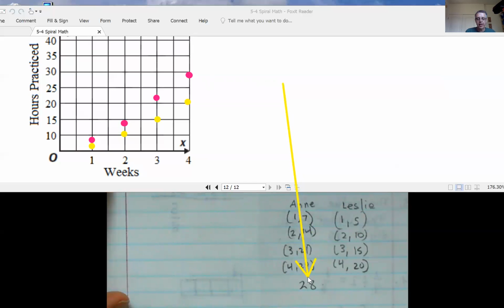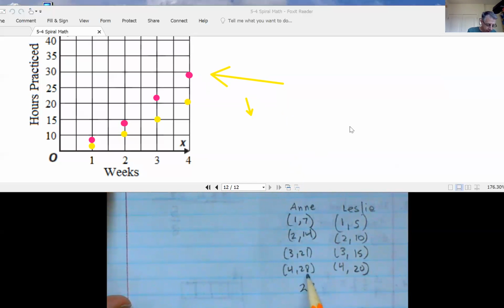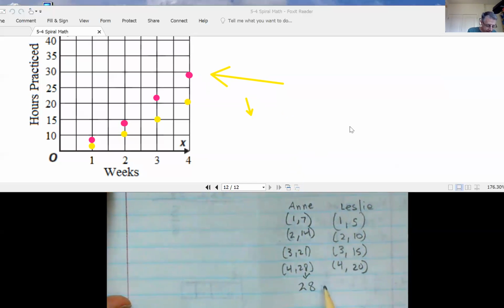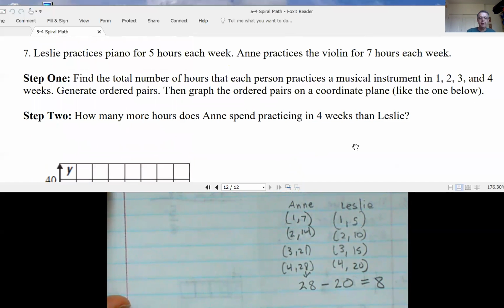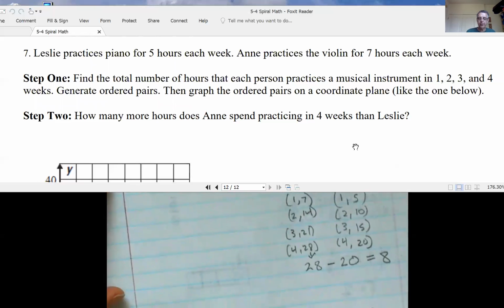So we'll look right here. Ann practiced 28 hours. So I'm going to go ahead and write it out here. I'll write it down here. Ann practiced 28 hours, and Leslie practiced 20 hours in 4 weeks. So the difference is 8 hours. So let's go ahead and look at my answer sentence here. Let's roll that up. How many more hours has Ann spent practicing in 4 weeks than Leslie?